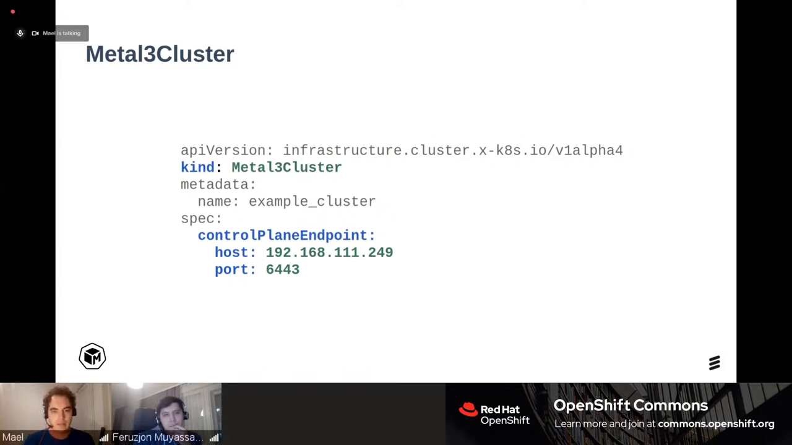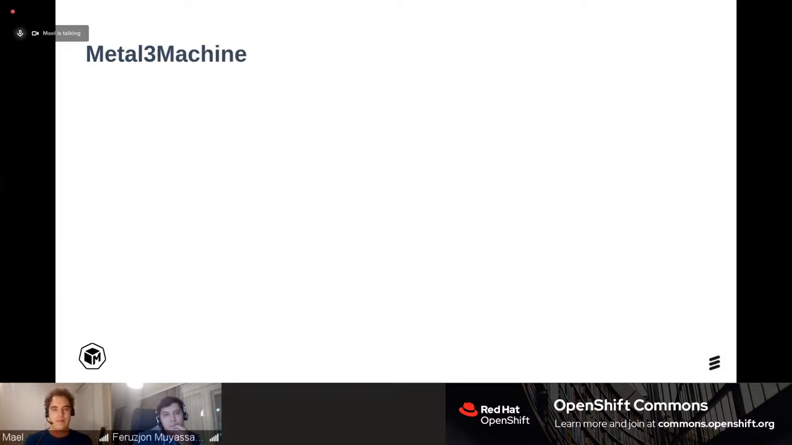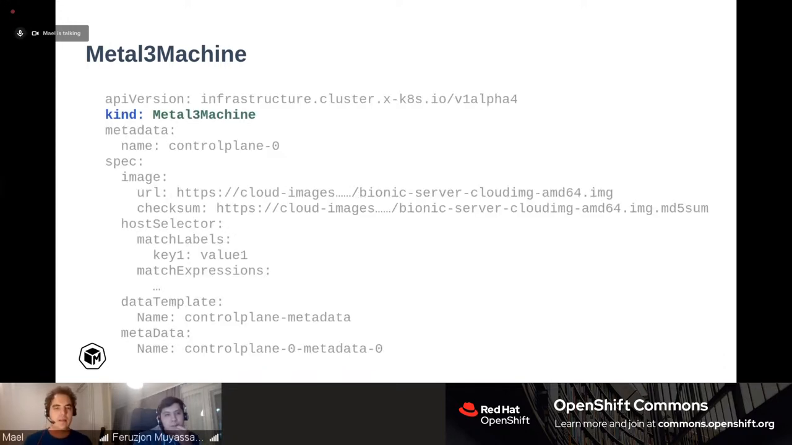So that is the Metal³ cluster. Then the next item is the Metal³ machine. This gives more detail about how the Kubernetes node would be deployed. The kind is Metal³ machine, and if we have a look at the spec, the first thing is the image reference. Here you give a URL to an image, like a QCOW2 image, for example, and the checksum of that image, so that Ironic can deploy the node with that specific image.